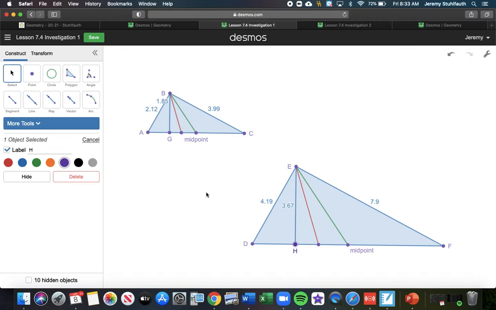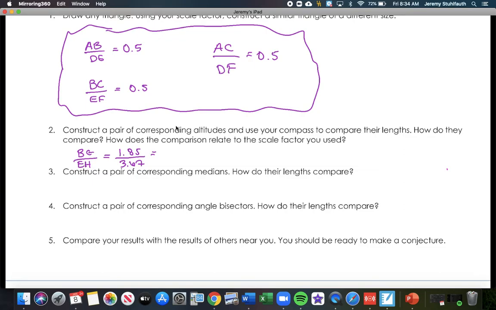And the length of BG is 1.85, and the length of EH is 3.67. And if we take this ratio and see what it is after we divide these two numbers, we get 0.504 and then a bunch of numbers after that, but it rounds to 0.5. And so what you should notice there is that the scale factor for the altitudes is the same as the scale factors for the sides.